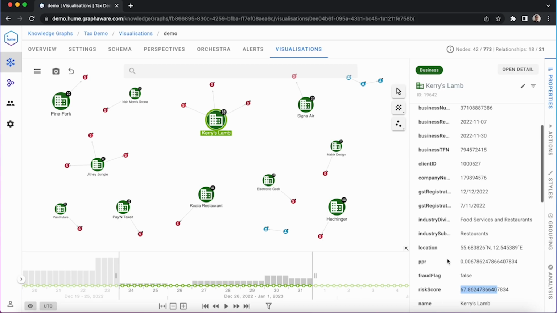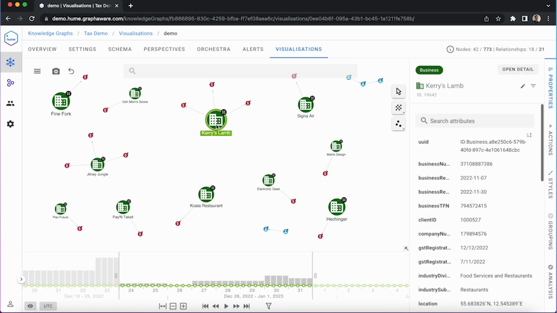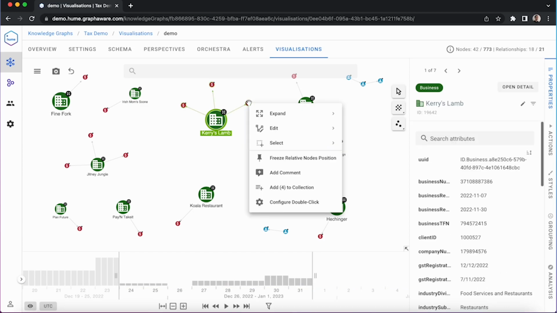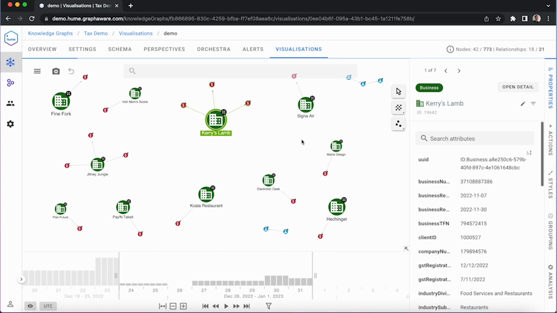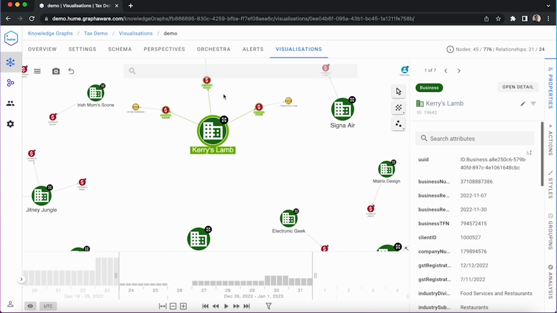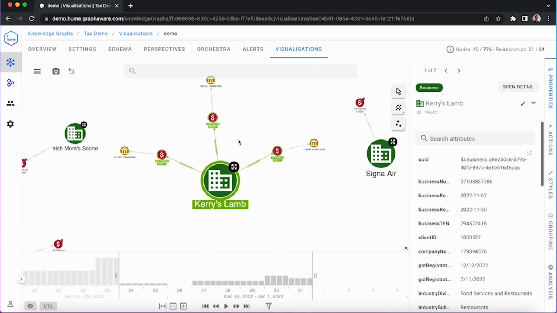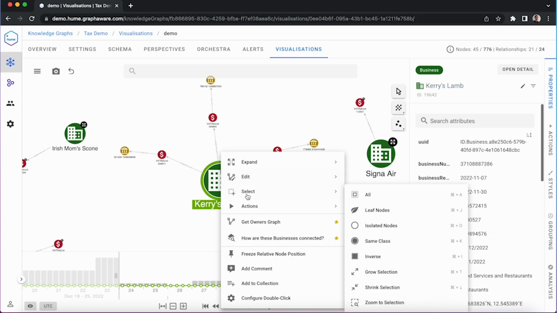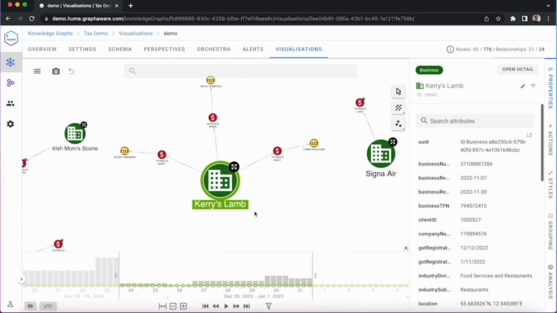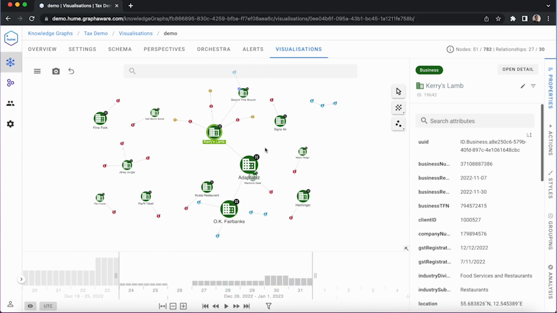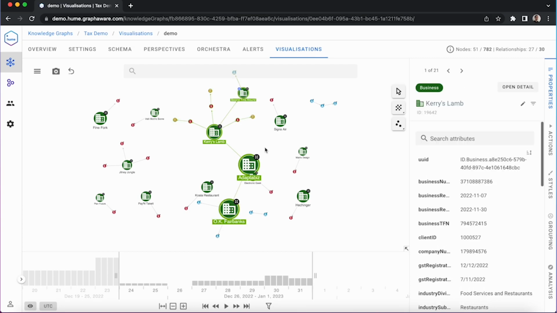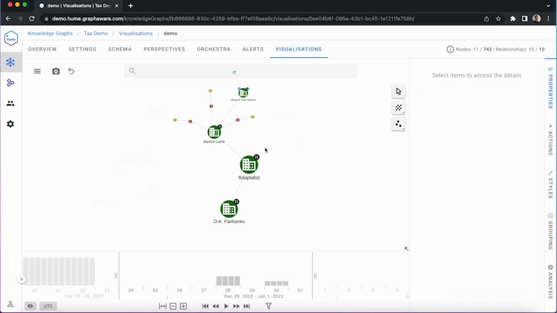Upon inspecting the requested VAT refunds, we notice three claims originating from three distinct bank accounts, which raises suspicion. To investigate this suspicious activity further, we can swiftly explore the ownership chain of Kerry's Lamb, which would pose a major challenge in a relational database.